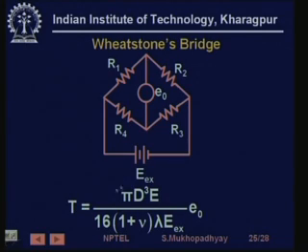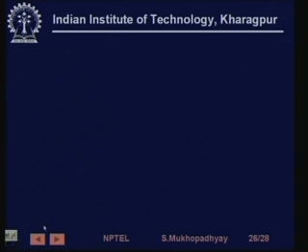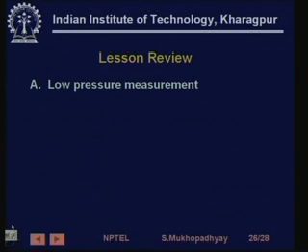This is a formula which is obtained using the mechanics of torsion as well as the bridge sensitivity equation. So, we have come to the end of the lesson. In this lesson, we have seen various principles that are used to measure lower pressures, which is sometimes referred to as vacuum.